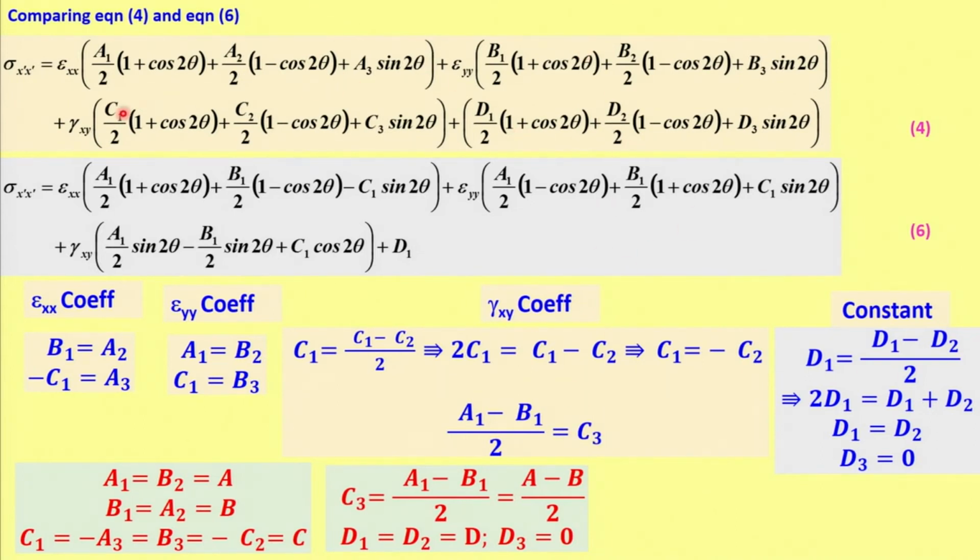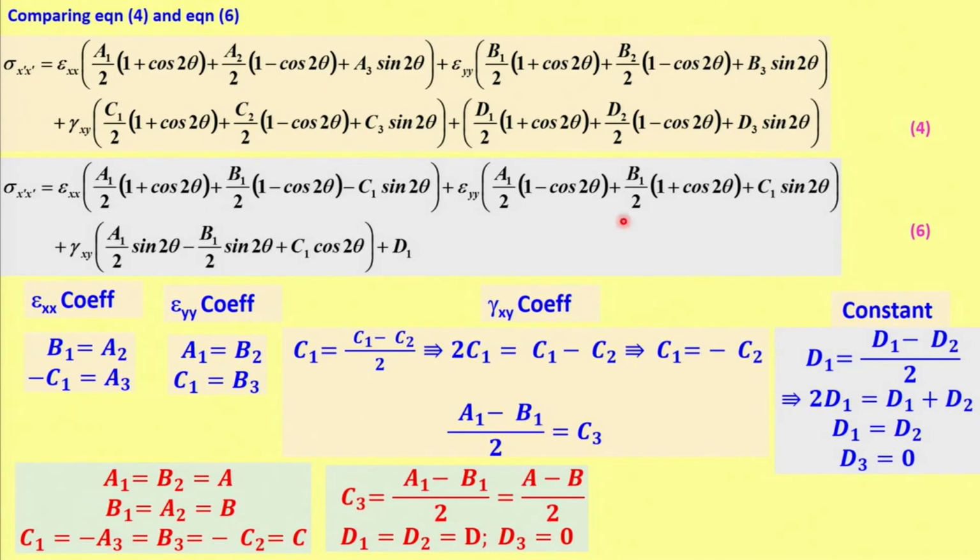Now you see the last coefficient, a1 minus b1 equal to c3. How do I get that? By comparing gamma xy, the sin 2 theta coefficient: a1 minus b1 by 2 is equal to c3. That is what this is.